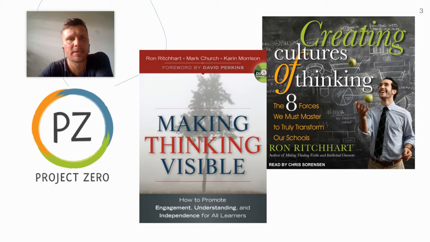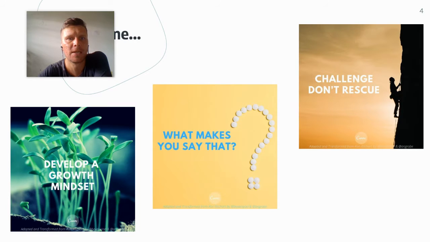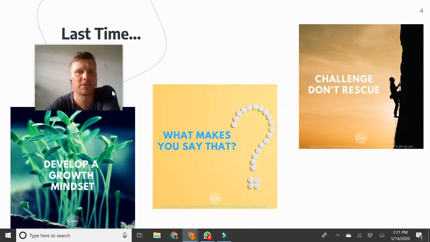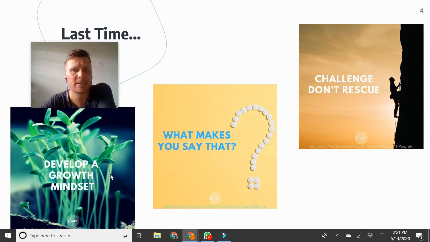This is the second video, following on from the first video from last week. These 10 tools for parents are taken from Project Zero and Harvard, and the author, Ron Ritchhart, who has created these two books, Making Thinking Visible and Creating Cultures of Thinking. Last time out, we looked at developing a growth mindset, the question, what makes you say that? And then the idea of challenge but don't rescue.